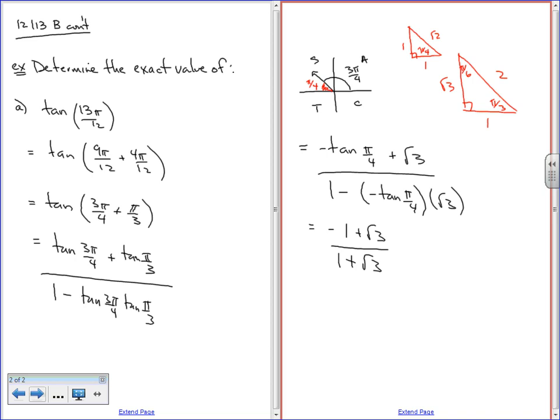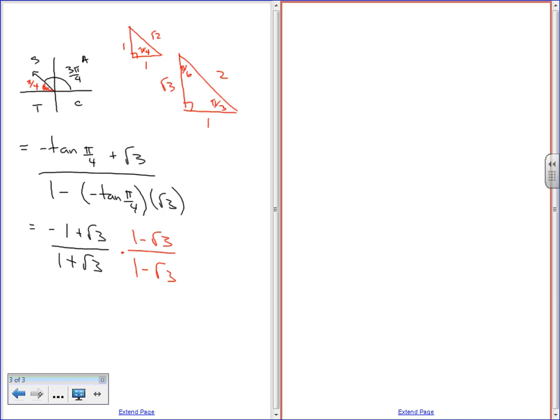If you want to check it in the back of your textbook or the back of the guide, you have to rationalize. I'm going to show you how to rationalize this, but again, you won't be responsible for rationalizing on your test. 1 plus root 3, the conjugate is 1 minus root 3. I do that to the bottom. I do it to the top. Now it's a matter of expanding and simplifying.